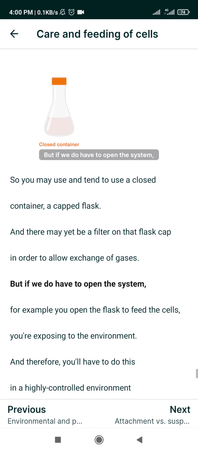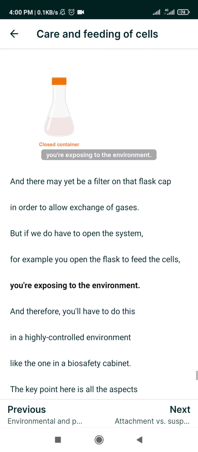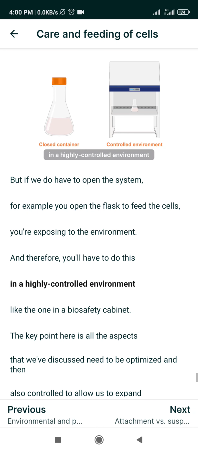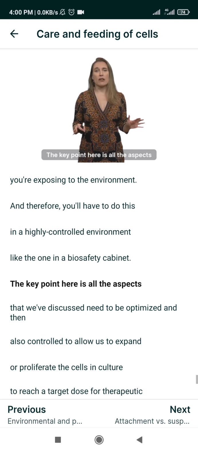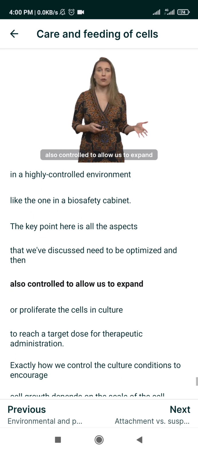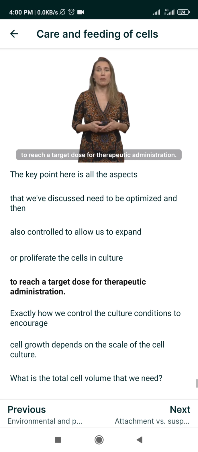But if we do have to open the system, for example, you open the flask to feed the cells, you're exposing to the environment, and therefore you'll have to do this in a highly controlled environment like the one in a biosafety cabinet. The key point here is all the aspects that we've discussed need to be optimized and then also controlled to allow us to expand or proliferate the cells in culture to reach a target dose for therapeutic administration.